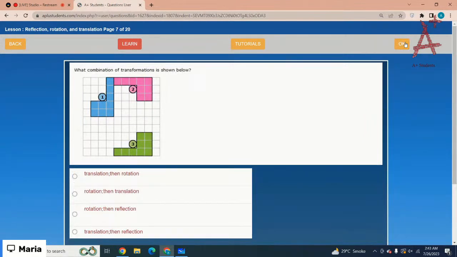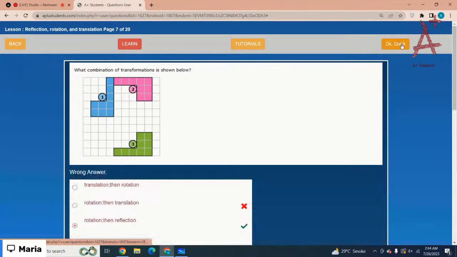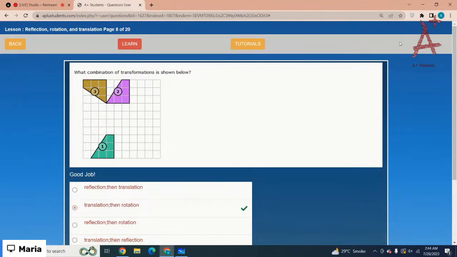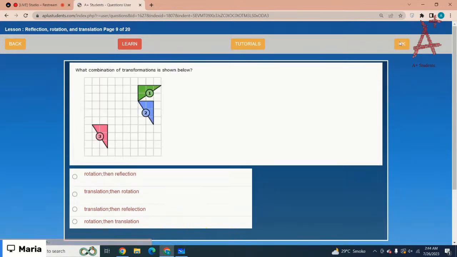Okay, from 1 to 2, that would be a rotation, and 2 to 3, that would be a translation. So it would be rotation and then translation. Okay, 2 to 3, rotation and reflection. Okay, 1 to 2, that would be a translation, and then 2 to 3, that would be a rotation. Translation and then rotation. Okay, 1 to 2 is a rotation, and 2 to 3 is the translation. So rotation and then translation.